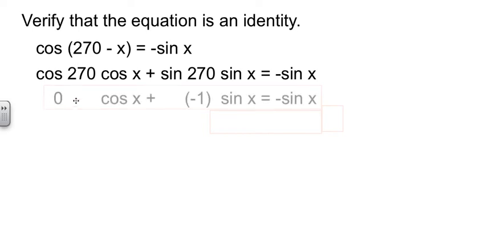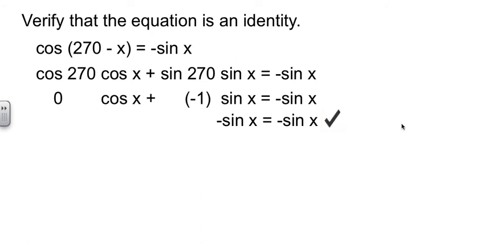Cosine 270 I know a value for. It's 0. Cosine x I don't know anything about, so I'm just going to leave it. Sine of 270 is negative 1. Sine of x I don't know. Well, what do we have here? 0 times cosine x is just 0. Negative 1 times sine x is negative sine x. So we have the same thing on both sides of this equation. Negative sine x equals negative sine x. That's true. They are the same thing. So we get to put a check mark to say, yes, it works.